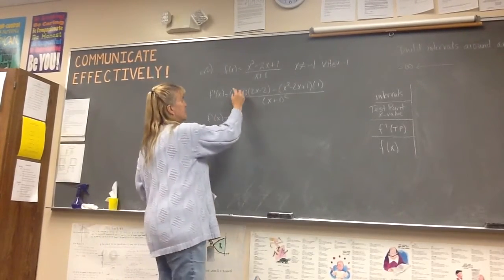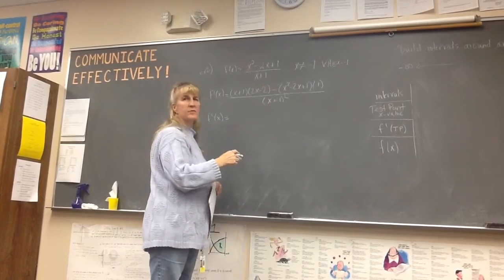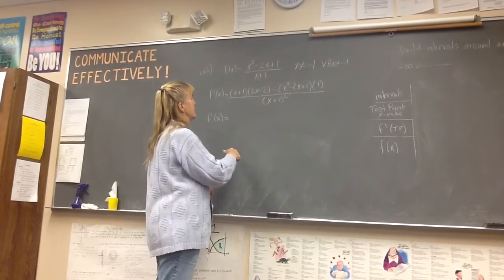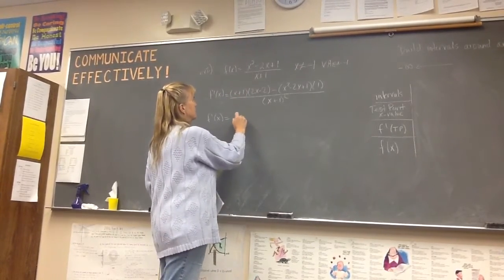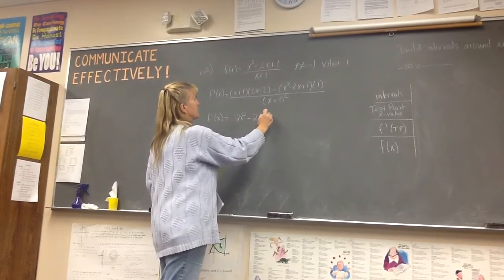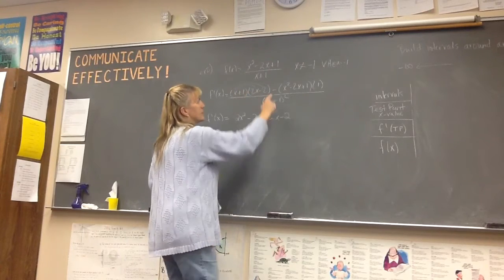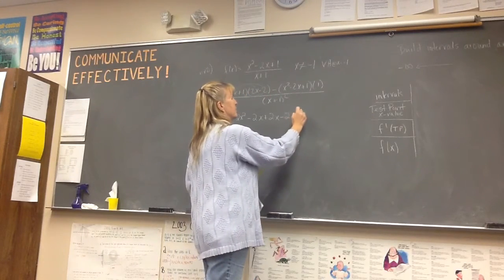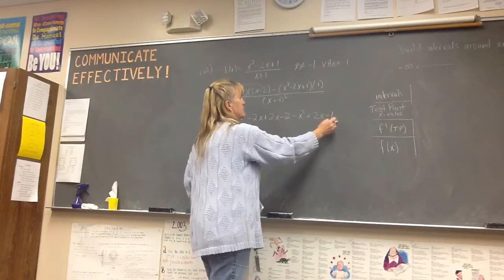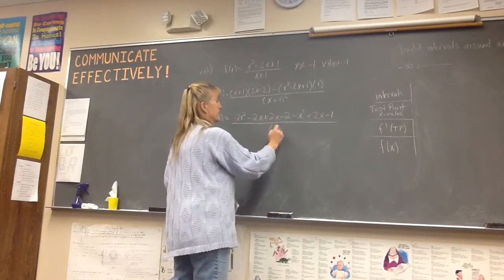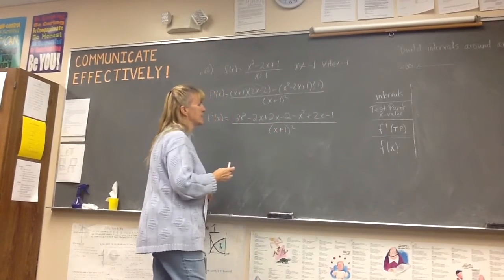Let's simplify this down a little bit, multiplying it out. Hopefully I'll get some terms that will cancel out and make this thing nice and neat. So I have 2x squared minus 2x plus 2x minus 2. Make sure I didn't do that wrong. And then I'm going to distribute this negative: minus x squared plus 2x, and then minus 1, all over x plus 1 quantity squared.